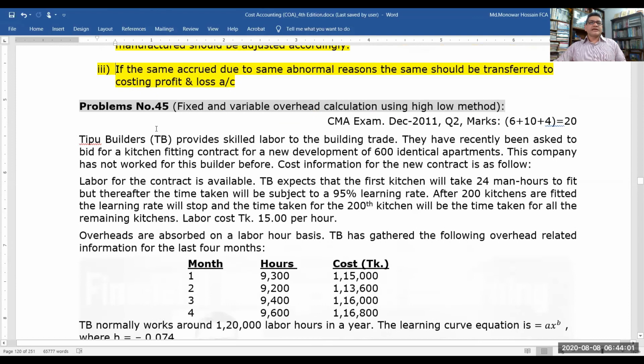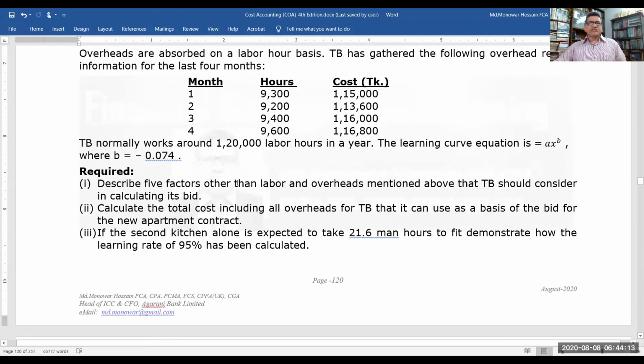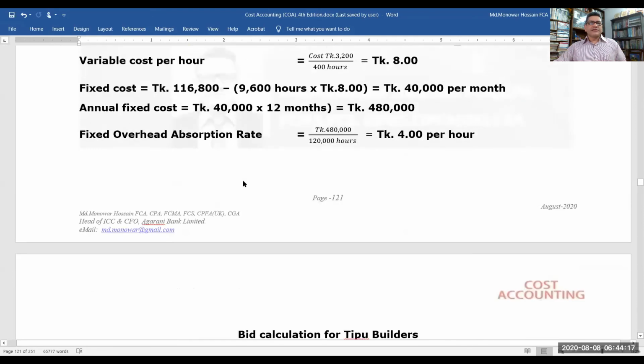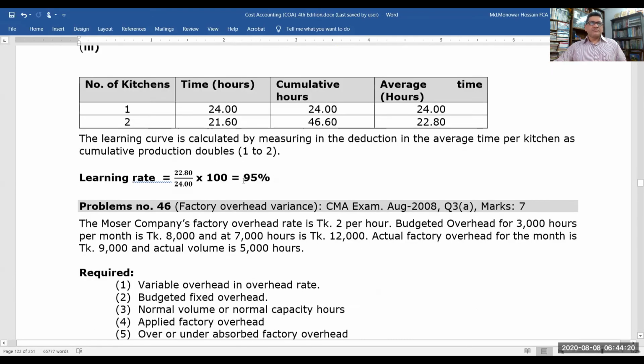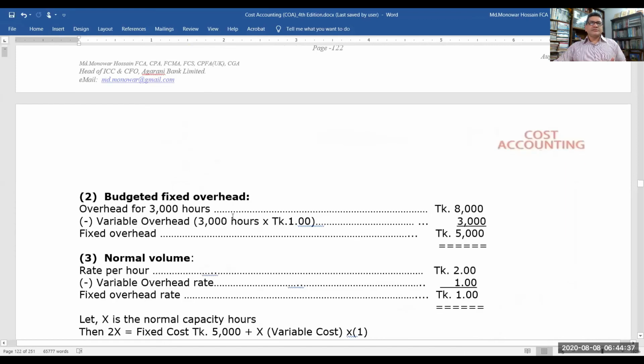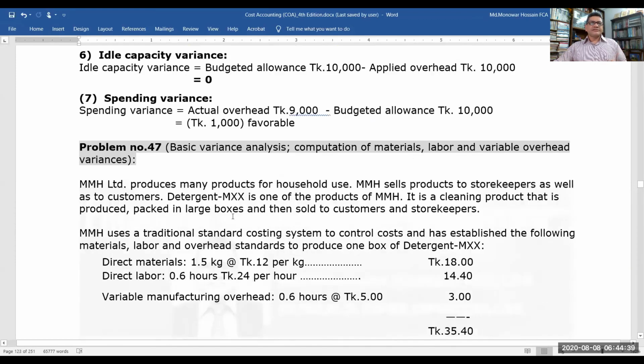So look here, these are a few questions that may come in your exam. Fixed and variable overhead calculated using the high-low method. Do it yourself. The solution is here, an easy way. You can do it. You will be able to do it. Overhead variance calculation, all are calculated here. Variable overhead, the solution is here.